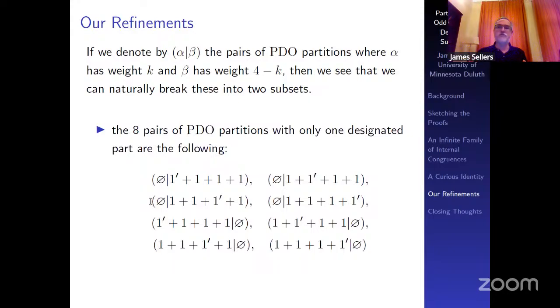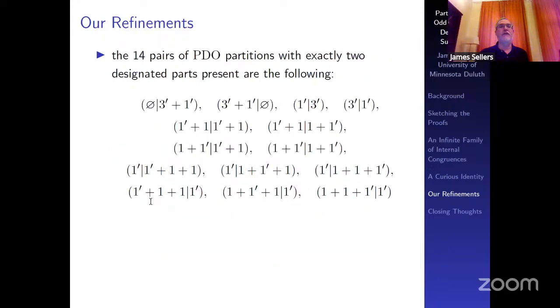There are 8 such pairs with only 1 designated part, and an empty set means you have nothing on that side. The vertical line is just telling you where the 2 different partitions are located. Remember, we have a convolution sum on the right. So there are the 8 that correspond to the 8 earlier that had only 1 part size. And then here are the 14 that have exactly 2 designated parts.